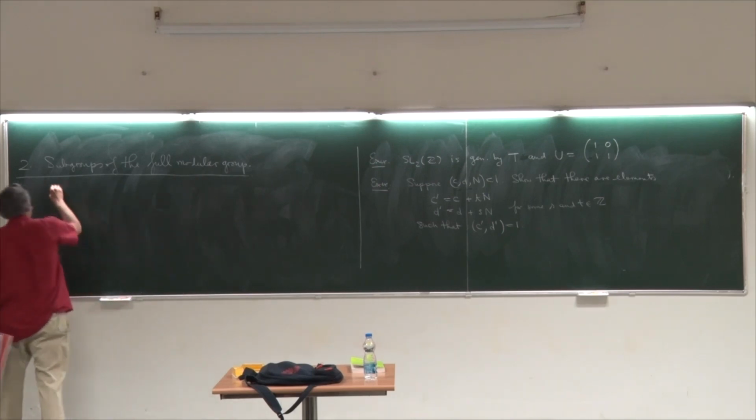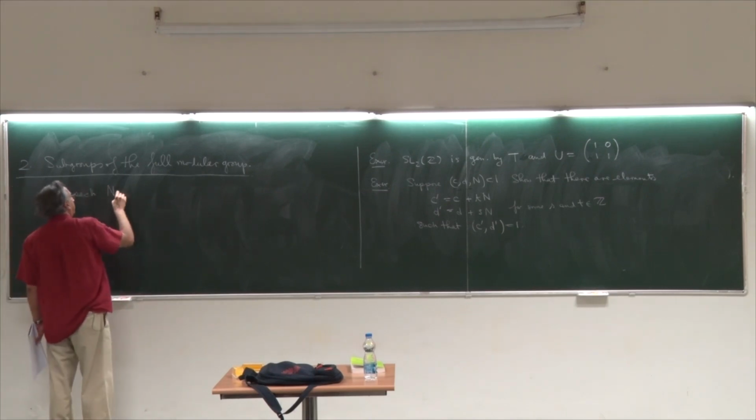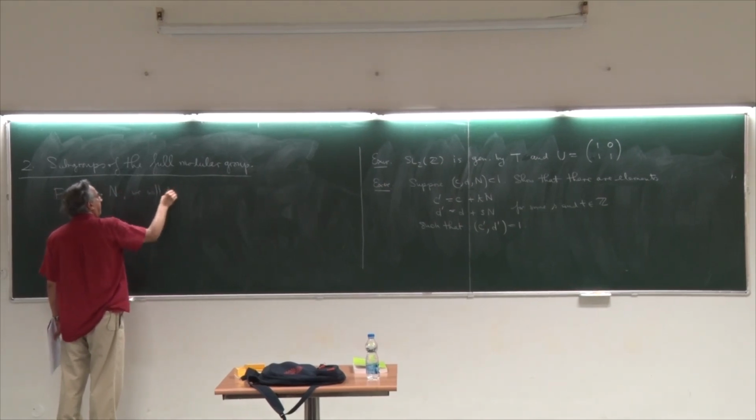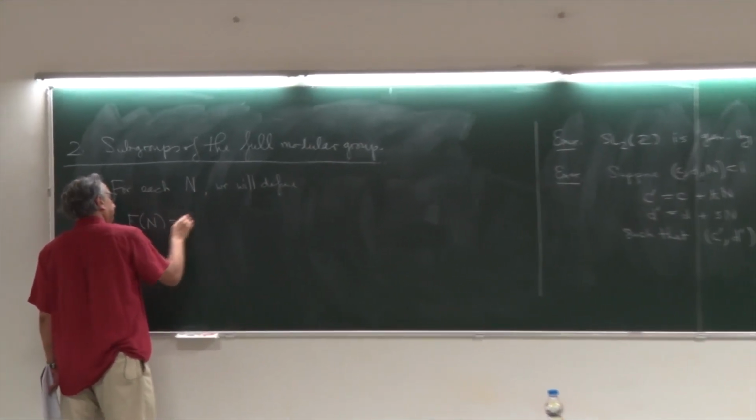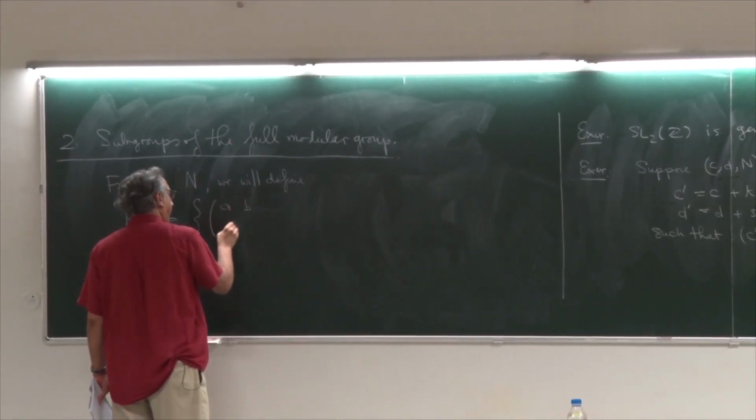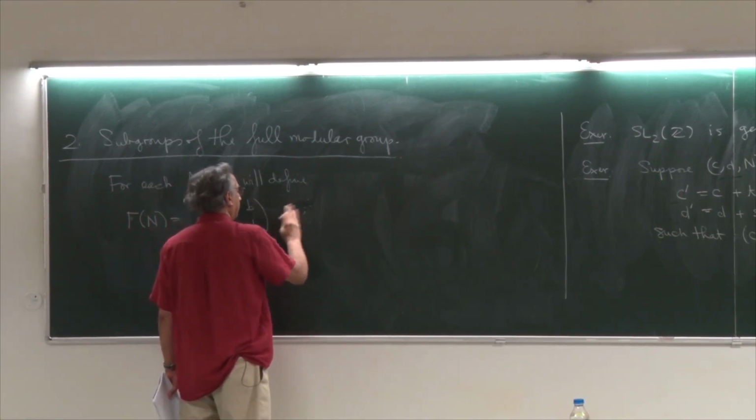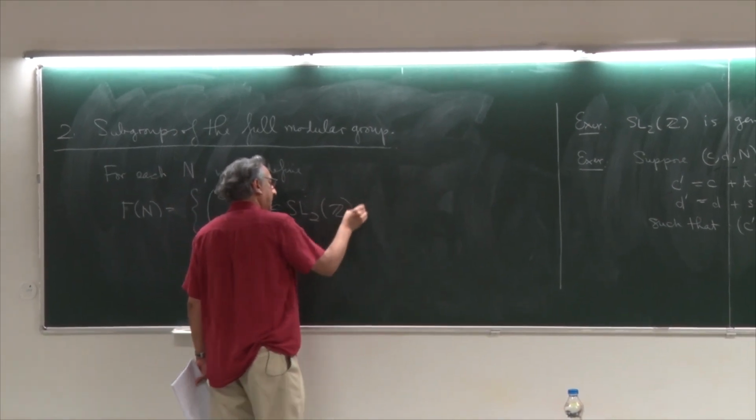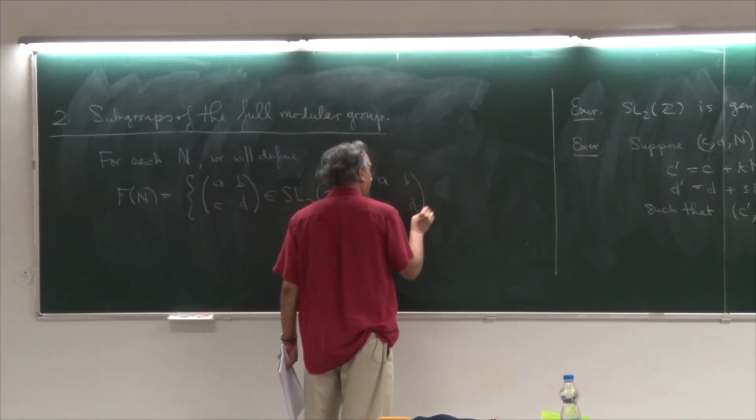For each natural number n, we will define gamma of n to be the collection of matrices A, B, C, D in SL2Z such that A, B, C, D is congruent to the identity matrix modulo n.